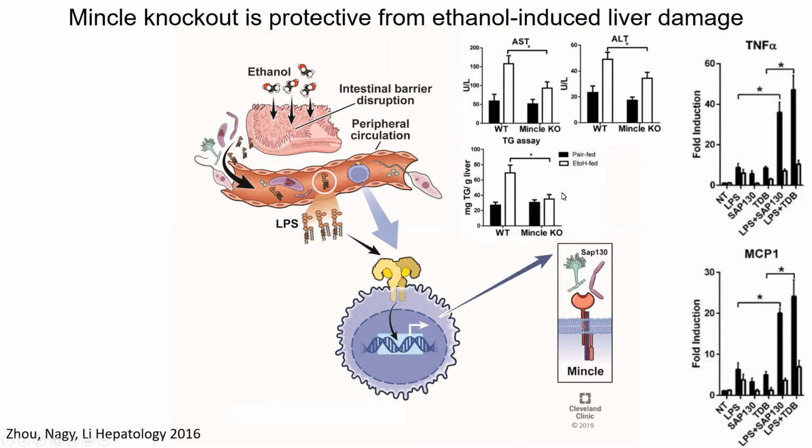So then what they did was a Mincle knockout in mice, and then they did our alcohol assay where we basically feed the mice alcohol chronically for, I want to say this was about 4 weeks. And then they looked at these liver enzymes, ALT and AST, and what we see is the Mincle knockout was in fact protective, and there are decreased triglycerides in the ethanol-fed mice.